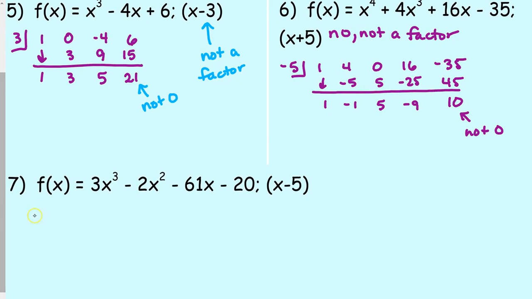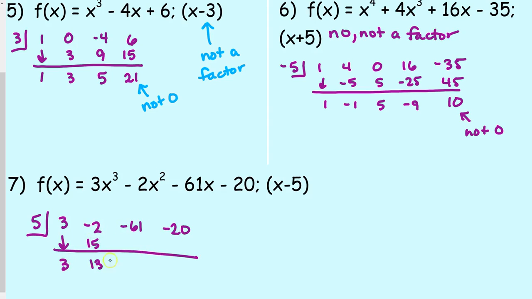And number 7, we would put 5 in the box if we're dividing by x minus 5. We have 3, -2, -61, -20. Bring down the 3, multiply by 5, write it down, add, we get 13. Multiply that by 5, write it down, add, we get 4. Multiply that by 5, write it down, add, we get 0.